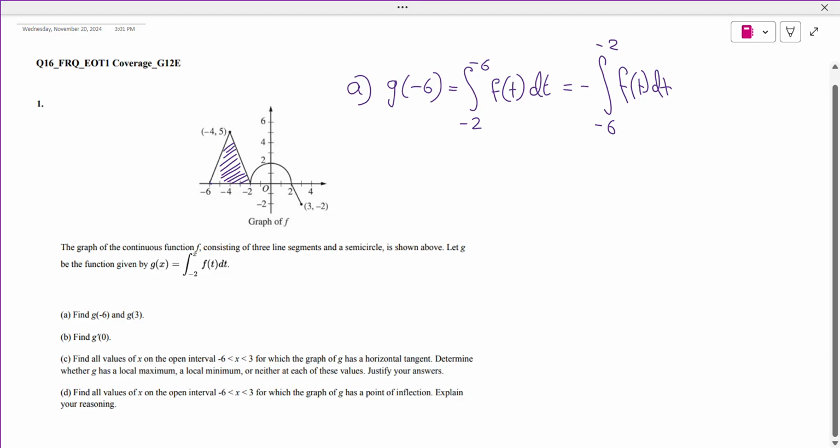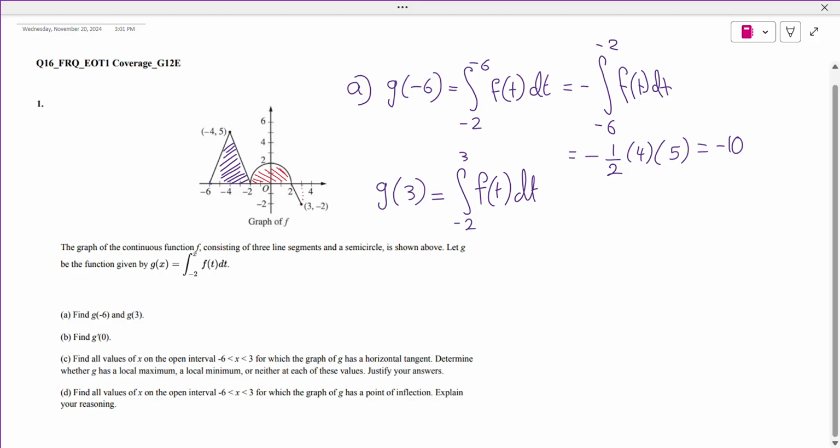So this is equal to minus, and then the formula is half times the base is 4, and the height is 5, that is going to be -10. Now repeat the same process for g of 3, that means we are finding the definite integral from -2 to 3 of f of t dt. And we are now interested in the area from -2 all the way until we reach 3.